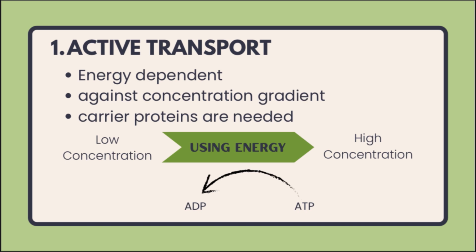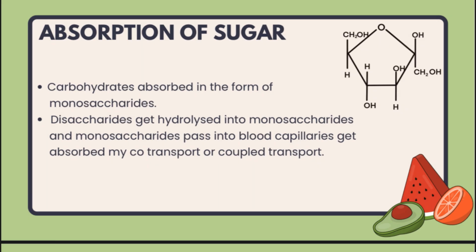Then the last transport, the third transport, is active transport. It is energy dependent and against the concentration gradient. Carrier proteins are needed, from low concentration to high concentration. ATP to ADP. So you can see, you can easily understand.